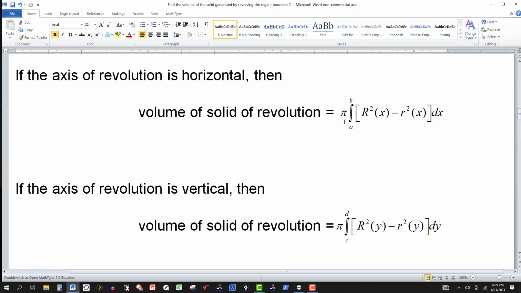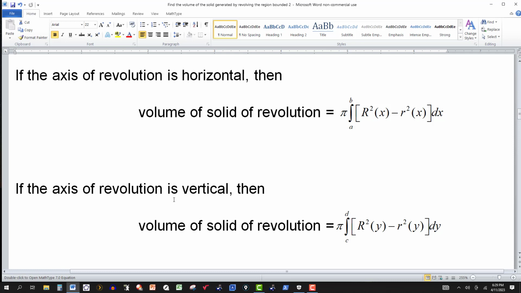And of course the volume of the disk is pi r squared times the height. So here we have the integral from a to b of pi R squared of x minus r squared of x. We could break this up into two integrals. R is the outer radius and r is the inner one. Now it could be that r is 0 if the region is right on the axis of revolution, there's no hole. But that's your main setup there for that one.